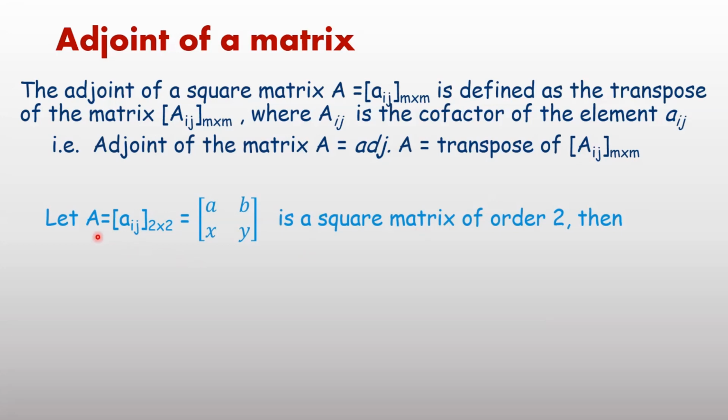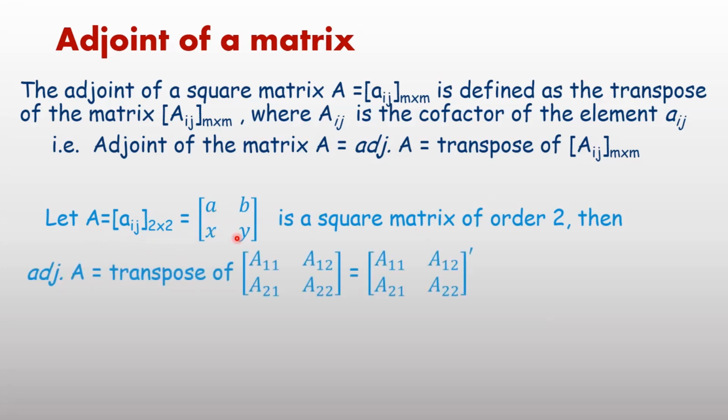For example, matrix A is given as a, b, x, y, then adjoint of A is the transpose of A11, A12, A21, A22, means the cofactors of these four elements. Or in place of writing this whole word, we can use this symbol for transpose.